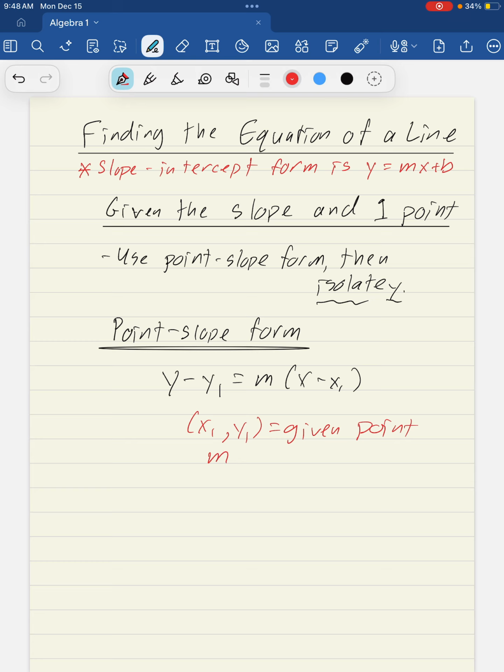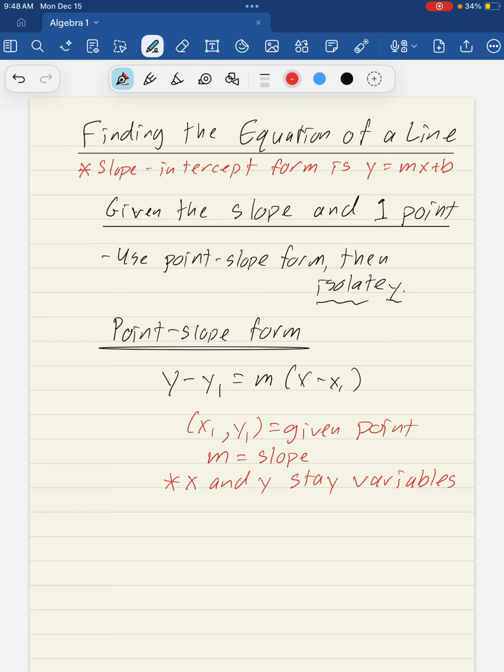The m is your slope. That's the same as our other formula. And the x and y stay x and y, okay? Those guys stay variables. We don't play with them. And the reason is because in y equals mx plus b, you're going to have a value for your m, a value for your b, and your x and y stay variables.